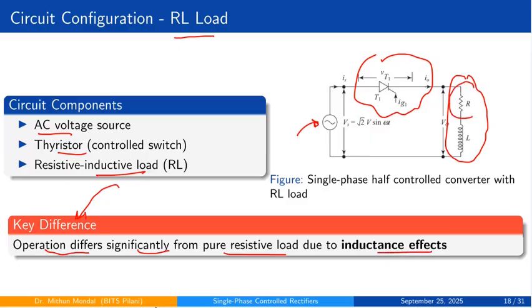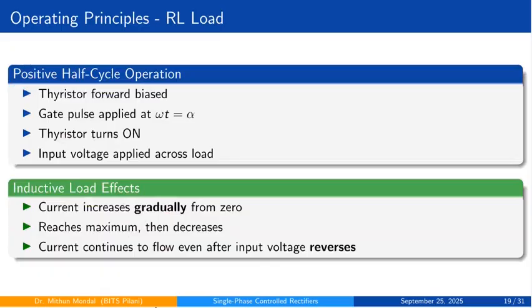When we have the resistive load, the voltage and the current are in phase with each other, but in inductive, because of the phase difference, it will make a significant difference. So what happens at the positive half cycle? Let us do the analysis.